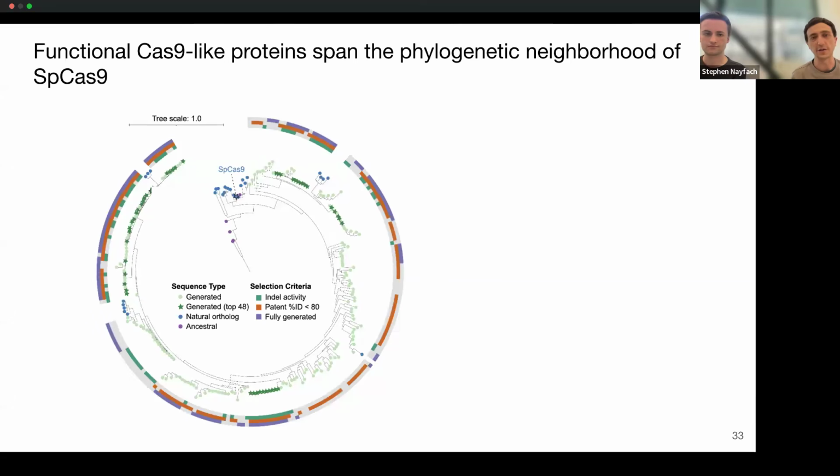In the outer rings of the tree, you can see some interesting and important information. The first ring is whether or not that Cas9 sequence was active in the previous assay that we just showed. You can see there are large regions of the tree that have many active sequences. Also, many of these sequences were very distinct from any sequence in a patent database, and many of the sequences were fully generated at both the N-terminus and PID domains.